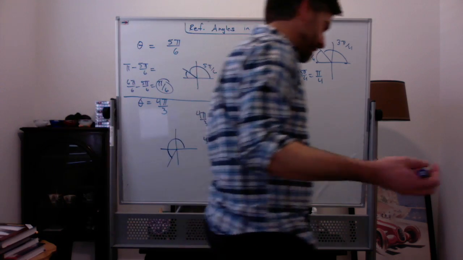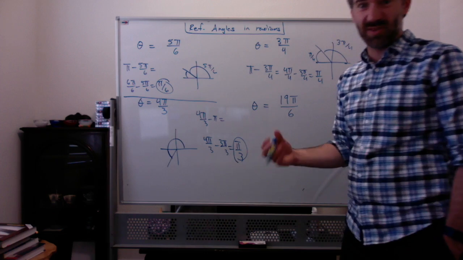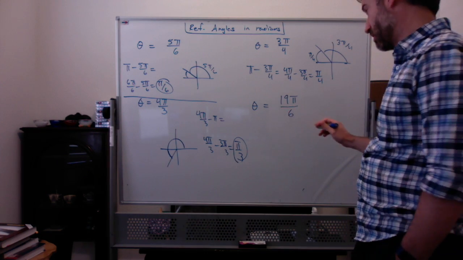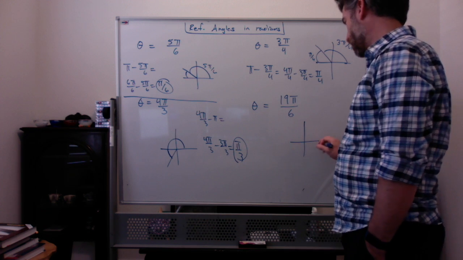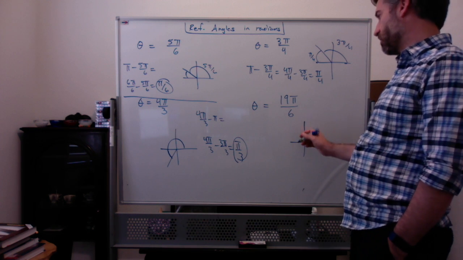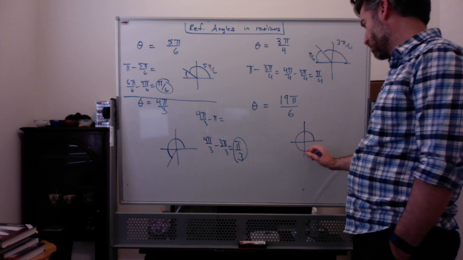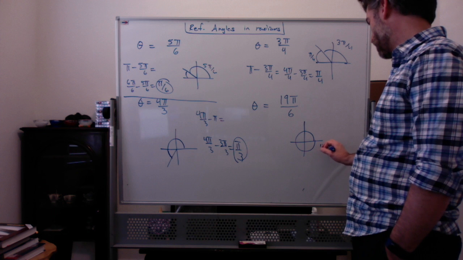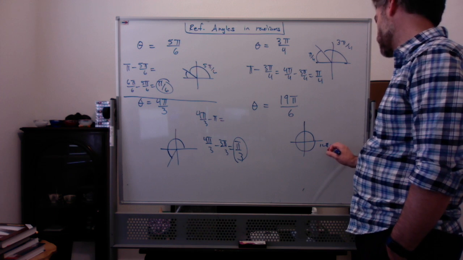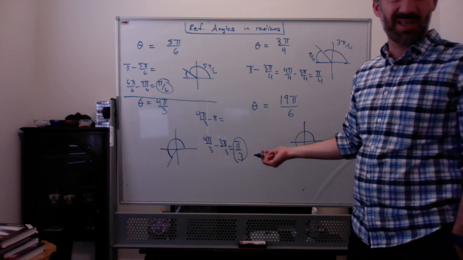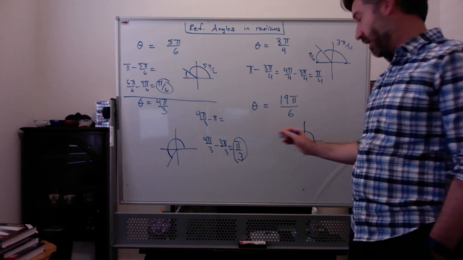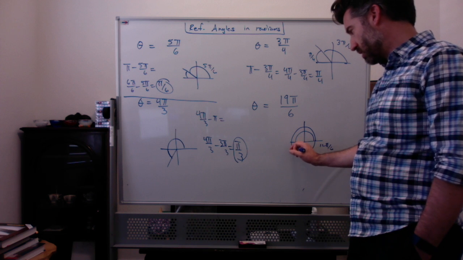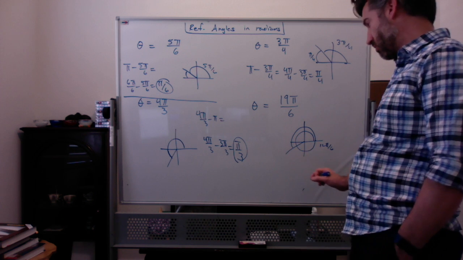19 pi over 6, again, since it's a something over 6, I know my reference angle is going to be pi over 6. Here I have to work a little bit harder because it's an angle that's bigger than 360, so I've got to think about where it lives. So for 19 pi over 6, 1 full revolution is 2 pi, which is 12 pi over 6. And then I still have 7 pi over 6 to go. 7 pi over 6 is still more than a whole pi, so I go another 6 pi over 6 and then 7 pi over 6. I end up in quadrant 3.